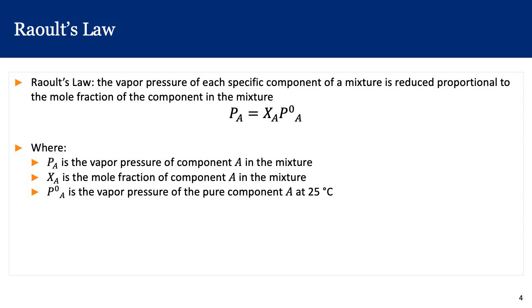And so P_A, the vapor pressure of component A in the mixture, is equal to X_A, which is the mole fraction of component A in the mixture, times P0_A, which is the vapor pressure of the pure compound A at 25 degrees Celsius.